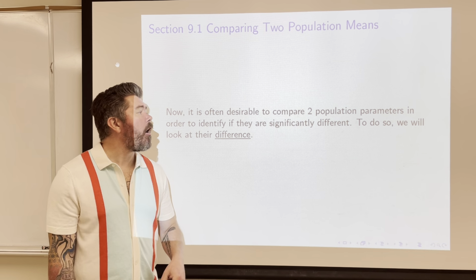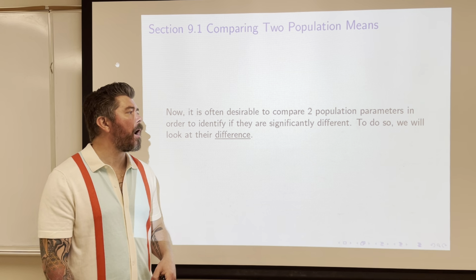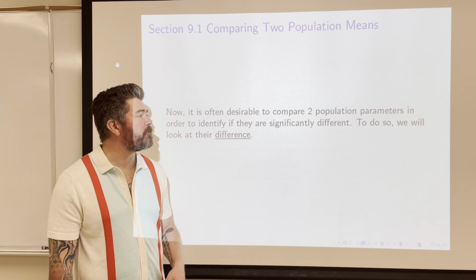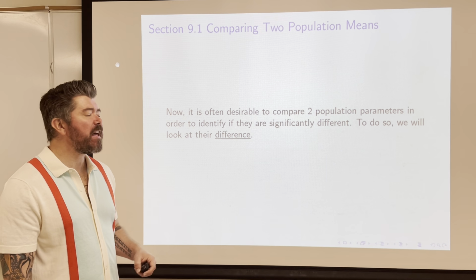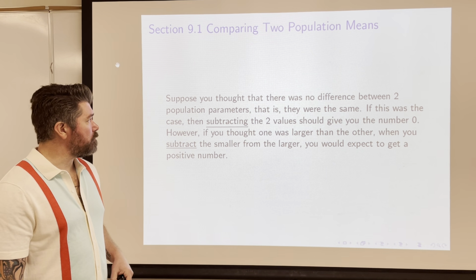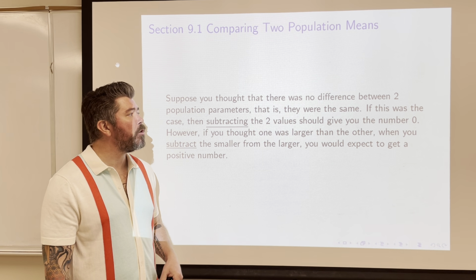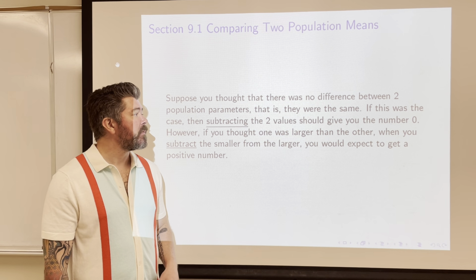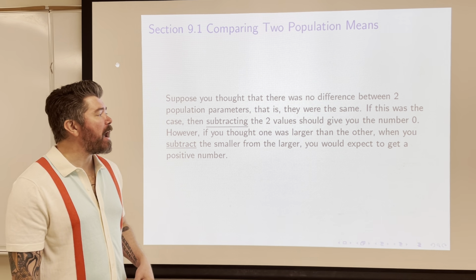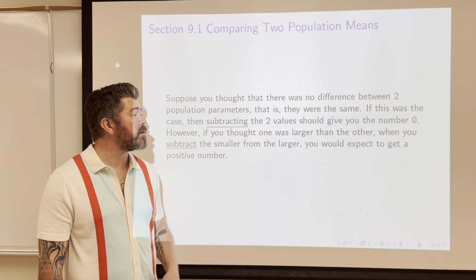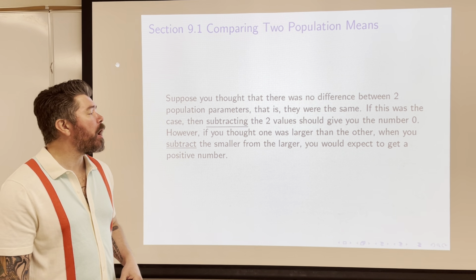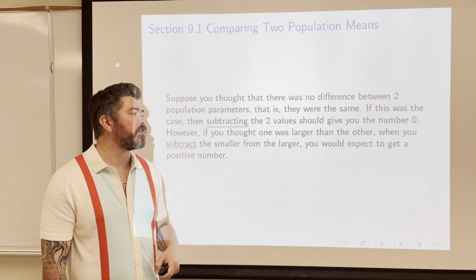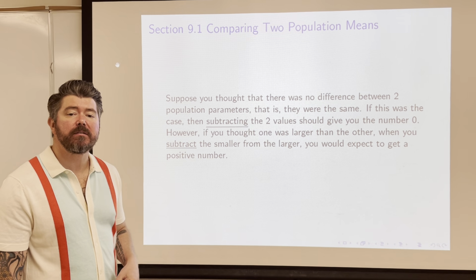Now, it is often desirable to compare two population parameters in order to identify if they are significantly different. To do so, we will look at their difference. Suppose you thought that there was no difference between two population parameters. That is, they were the same. If this was the case, then subtracting the two values should give you the number 0. However, if you thought one was larger than the other, when you subtract the smaller from the larger, you would expect to get a positive number.